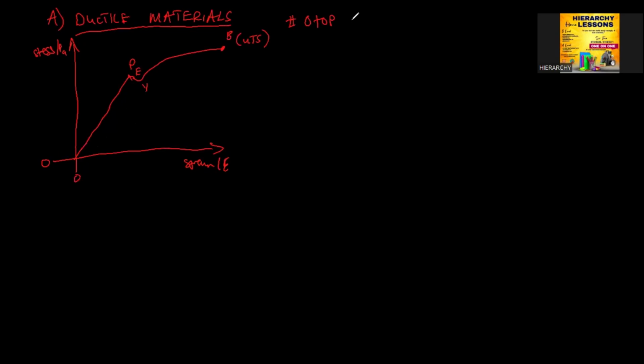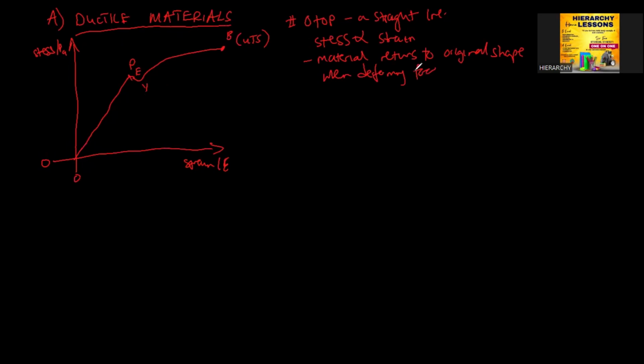From O to P, it's a straight line through the origin, which means stress is proportional to strain from O to P. So the material retains its original shape when the deforming forces are removed. They return to their original shape, size and length when the deforming forces or the stress are removed. So we say elastic deformation occurs.